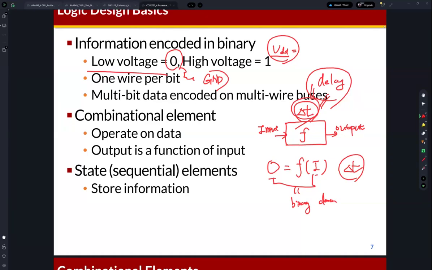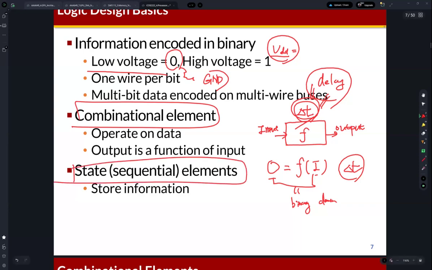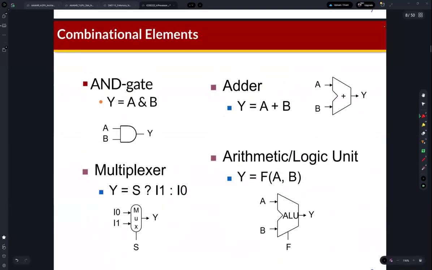Also, I mentioned the combinational element and the state element, the sequential element. By combining combinational logic and sequential logic, we can build a digital system. I will explain later. This is the combinational element, the basic logic gates: an AND gate, the adder, the multiplexer, and the arithmetic and logic unit. I will not explain them in detail, because I believe you can easily understand.